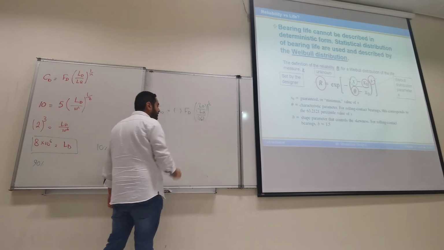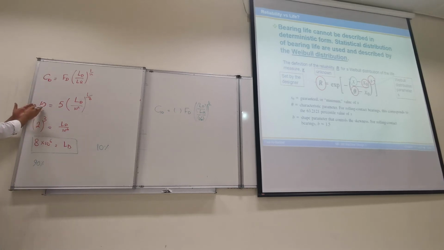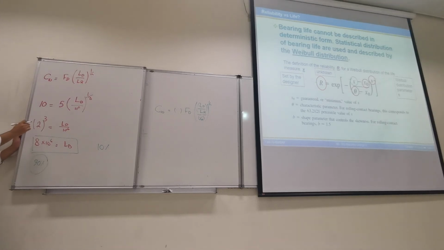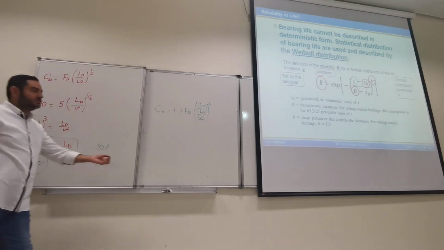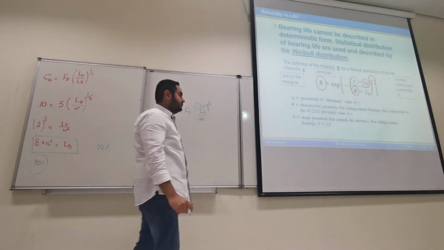So, let's think about this. If I said that a bearing with a capacity of 10 kilonewtons can carry a load of 5 kilonewtons easily for 8 million cycles, but with a reliability of 90%. If I want to increase the reliability, and I'm still looking for the same life, the capacity of the bearing should be greater or less than 10 kilonewtons? Greater. So that's why you see that the correction factor is here, and the correction factor is always less than 1.